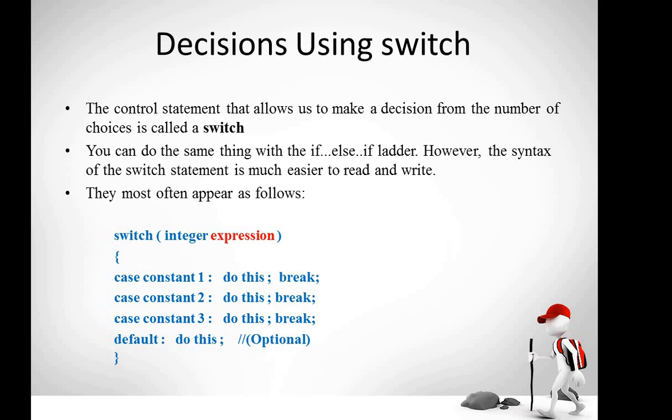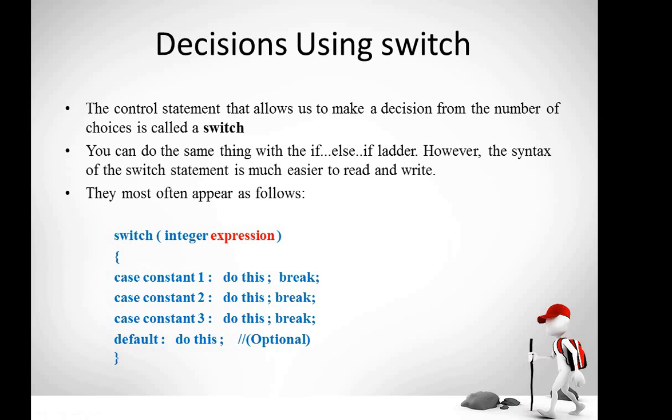So this is the syntax of the switch statement. Over here you can see this is switch. How do you specify that it is a switch statement? Just like in a for loop we use the for keyword, it's just like that: switch. After that comes a parenthesis, and inside this you have to write your expression.